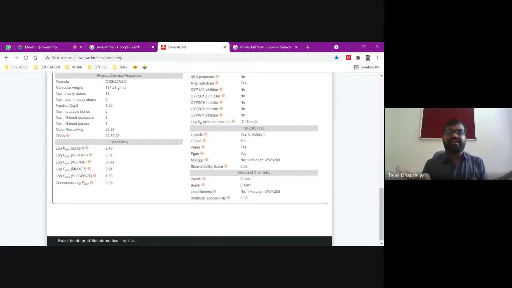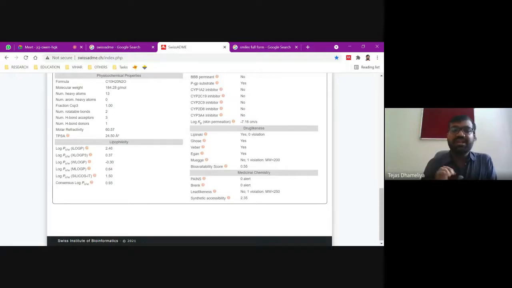So there is a difference between the two. Hydrogen bond donor is an electron acceptor. Hydrogen bond acceptor is an electron donor. Nitrogen has one lone pair. That lone pair is available for donation. That's why it is a hydrogen bond acceptor. It is going to accept the hydrogen bond.